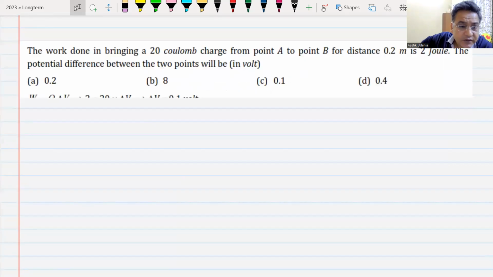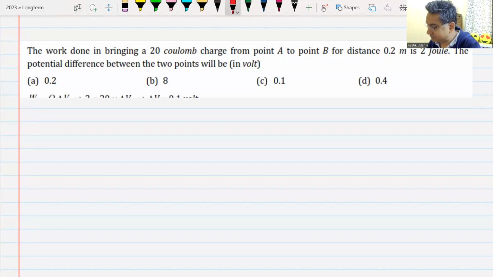Okay, next one. Work done in moving a 20 coulomb charge from point A to point B for a distance of 0.2 meter is 2 joules. What is the potential difference between the 2 points? Work done by external force is charge multiplied by potential difference. So 2 divided by 20. The answer is 0.1 volt.